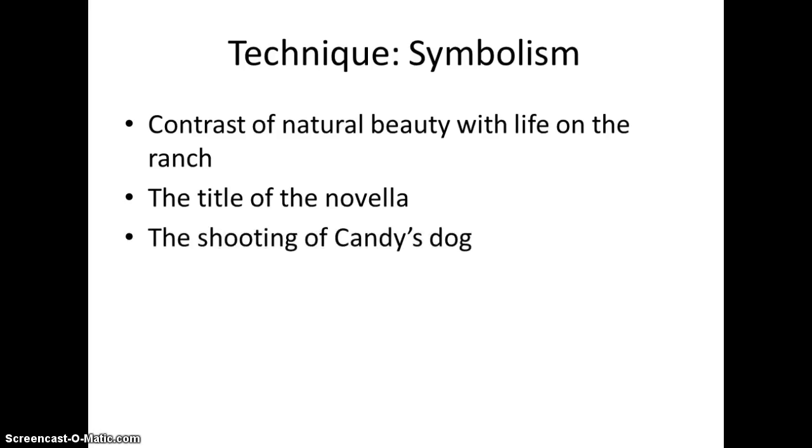And we have the shooting of Candy's dog. This is a huge symbol. It represents Candy's future, not necessarily that he's going to be shot, but that he has outlived his use. And it also foreshadows the mercy killing of Lenny at the end of the novel.